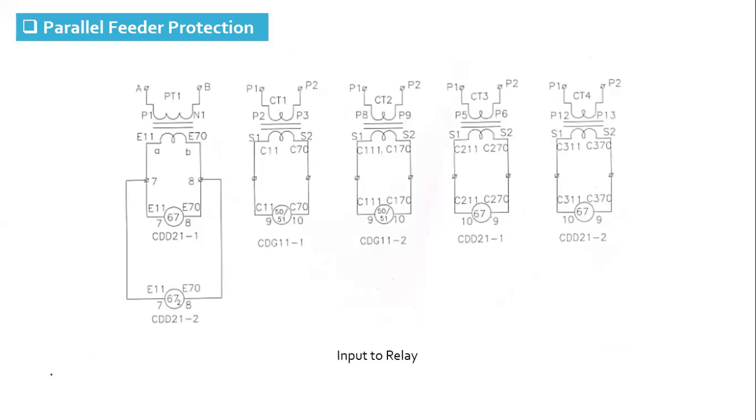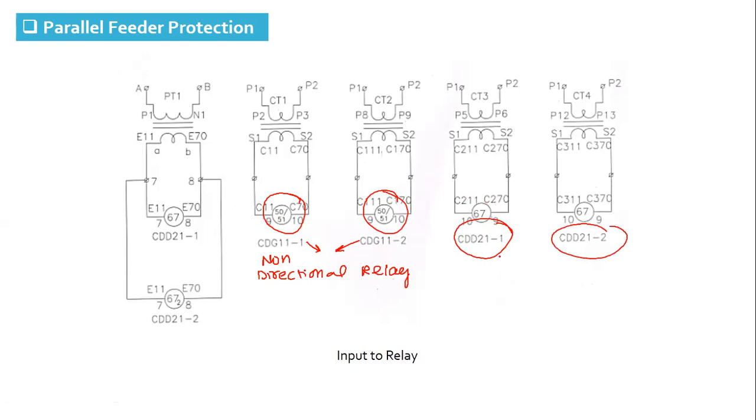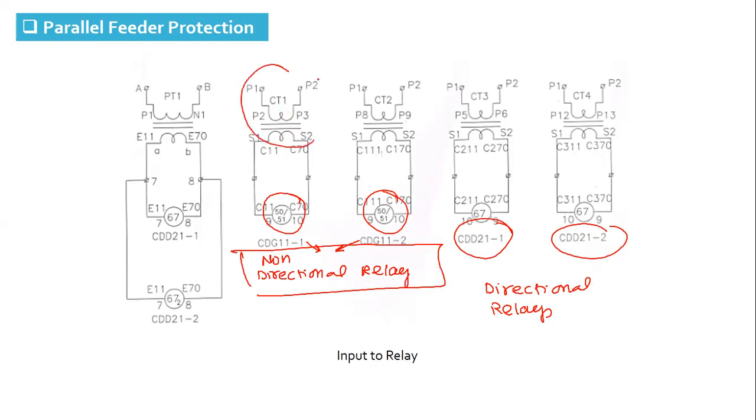This is the input to the relays. You can see these two relays here are non-directional, simple induction disk relays. Whereas for these two relays, the number given is 67. These two are the directional relays, which have an induction disk unit as well as induction coupling. These two relays require both voltage input and current input. The current input is given from CT.